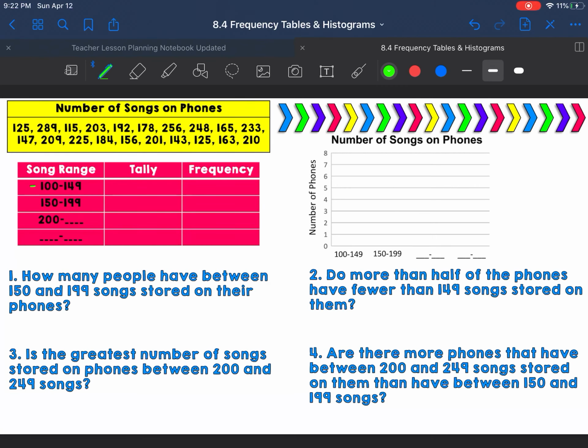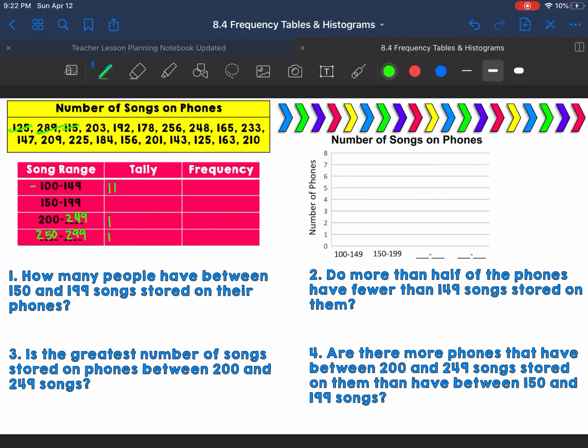So now I need to say, okay, well, 200 to what? Well, if I look up here, my 100 is 100 to 149. So my 200 needs to be 200 to 249. We want to keep the same range for every single category. So that's 249. So this would be 250 to 299. Now remember, every time I do a tally mark, I'm going to mark that number off.